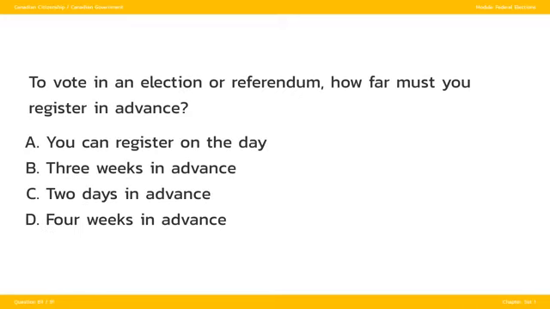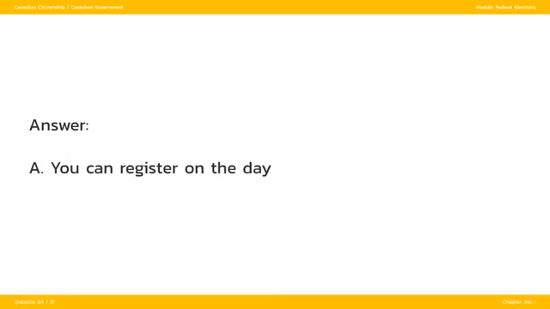To vote in an election or referendum, how far must you register in advance? A. You can register on the day. B. 3 weeks in advance. C. 2 days in advance. D. 4 weeks in advance. The answer is A. You can register on the day.